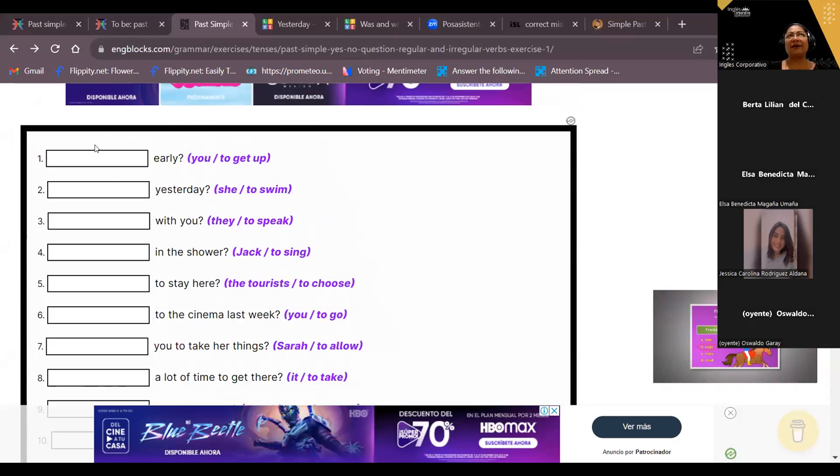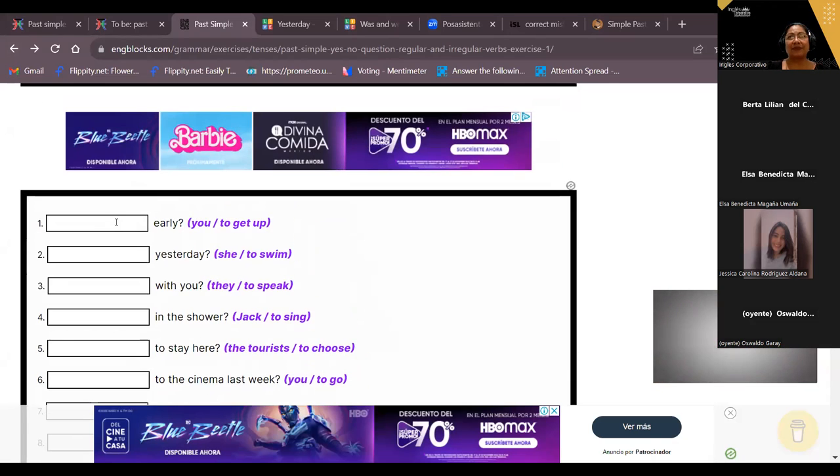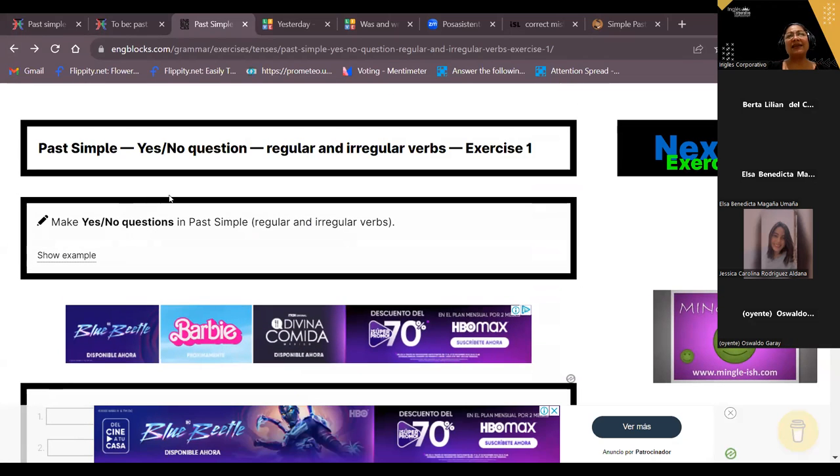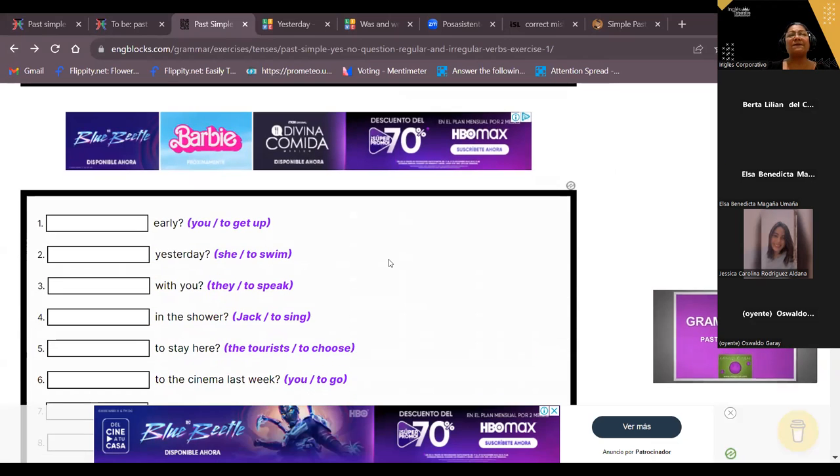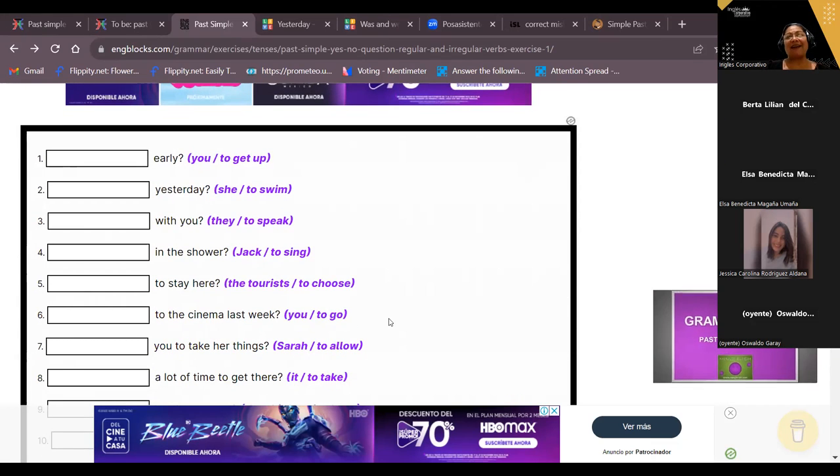Perfecto. En todas, Berta, vamos a comenzar with the auxiliary. Es la pregunta yes, no question. Todas estas son yes, no questions. Entonces, porque aquí en la indicación dice, make yes, no questions. Lo único que la dificultad viene que hay regular and irregular verbs, right? Pero si usted se fija, it doesn't matter el que sean regular or irregular verbs en las preguntas, porque en las preguntas los verbos van en su forma base. So the first question has to be, did you get up early?